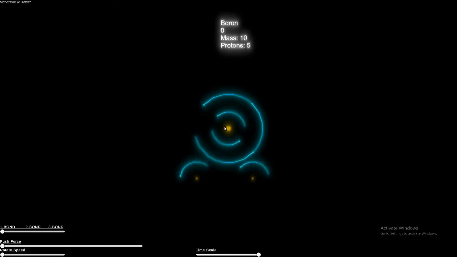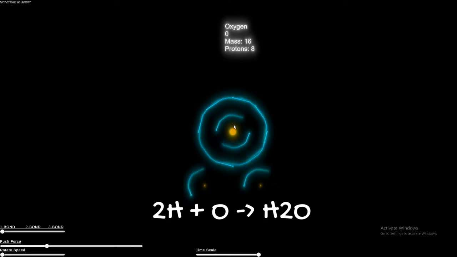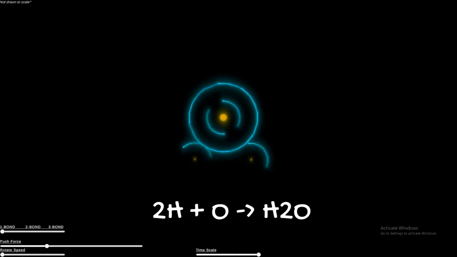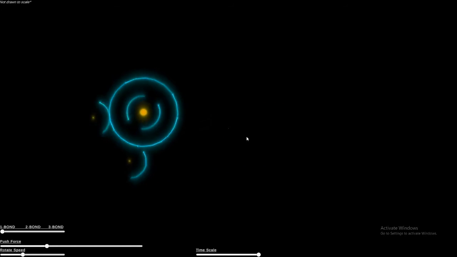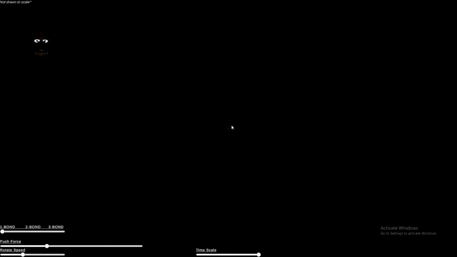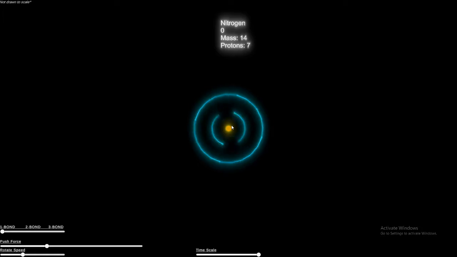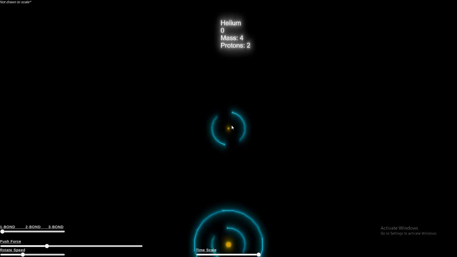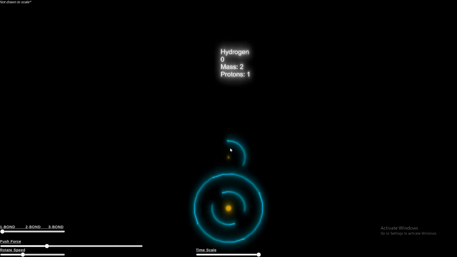You can bond things covalently, so if I take an oxygen and two hydrogen, I can connect them and make water. Over here, I can create methane by connecting 4 hydrogen to this carbon.